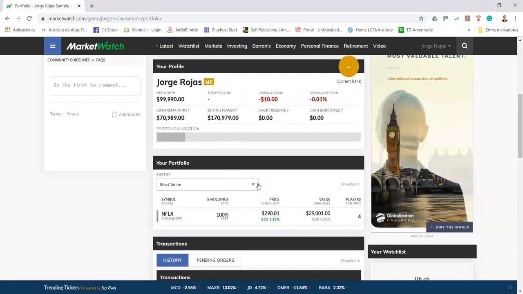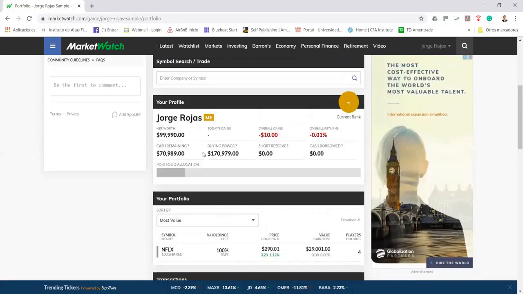Now, let's assume that I want to buy, but I want to buy at a specific price. What we just did for Netflix was buying at the market price. So I'm not really sure, when the order hits the market, what's the price I'm going to get. So I have execution certainty, but I have price uncertainty. That means that I'm not really sure what price I'm going to buy.